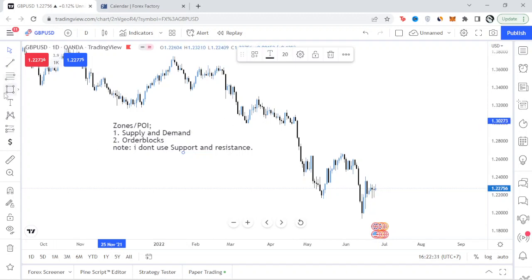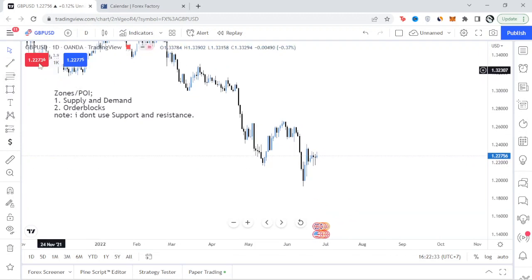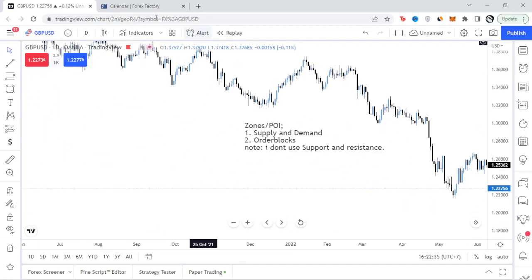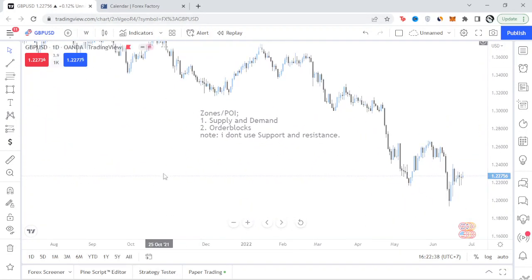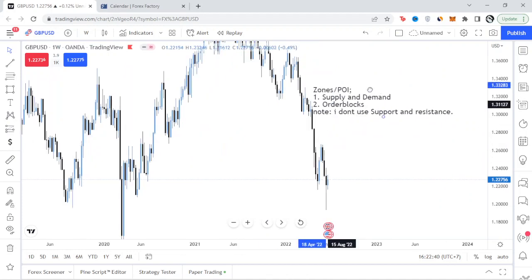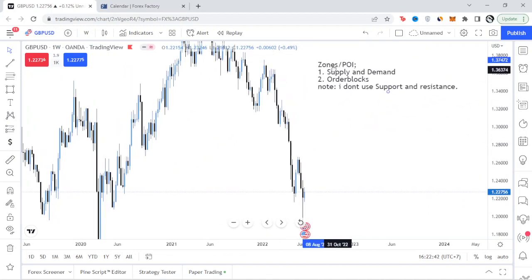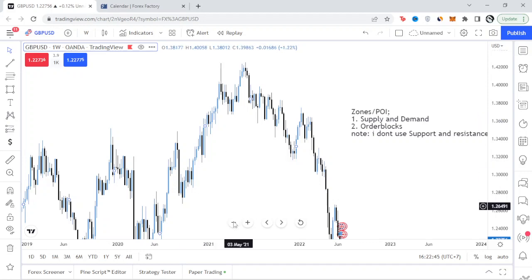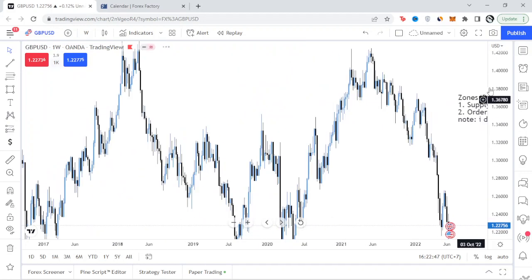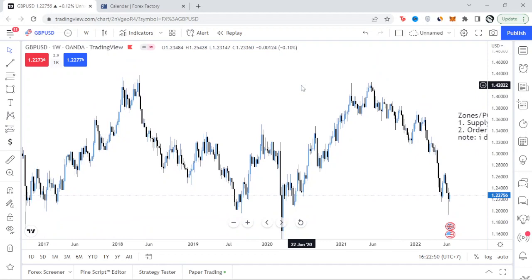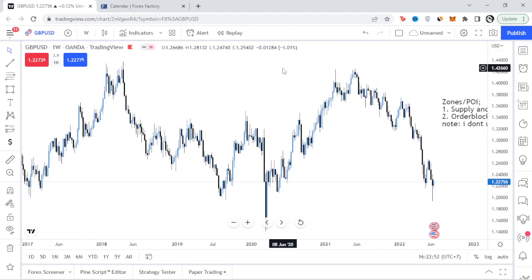So for zones, we're going to look like this. Let's go back to it. Alright, I'll be using a GU chart today. The last one I used was EU. I mostly use two pairs, AU and GU. AU is a pair whereby if I don't see anything on EU or I don't see anything on GU, I'm most likely going to check out AU to see if there is anything interesting. And if there is not, then hey, no trade for the day.